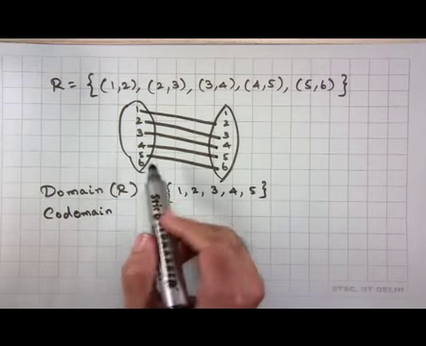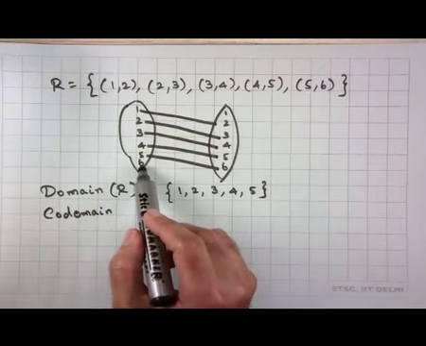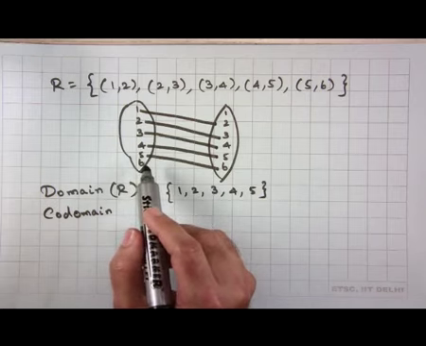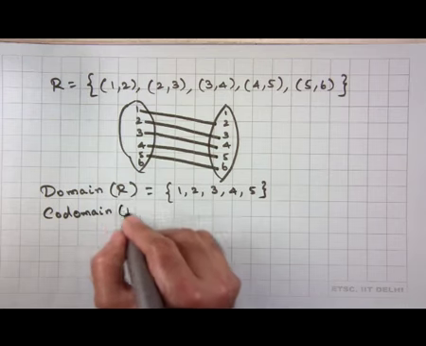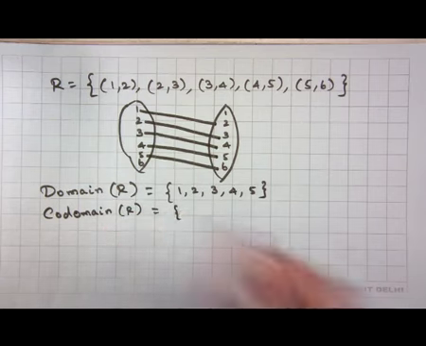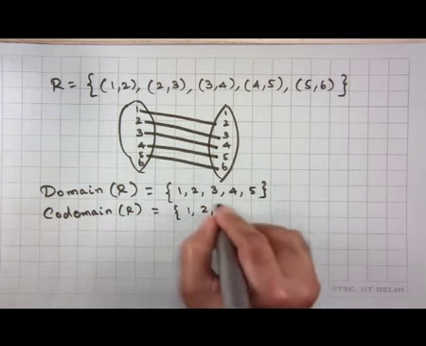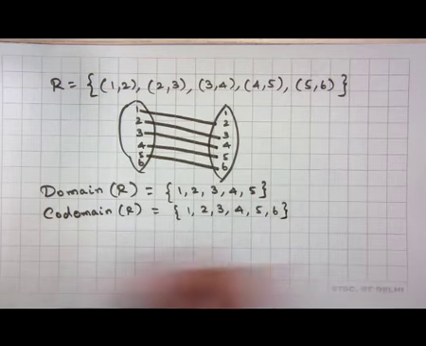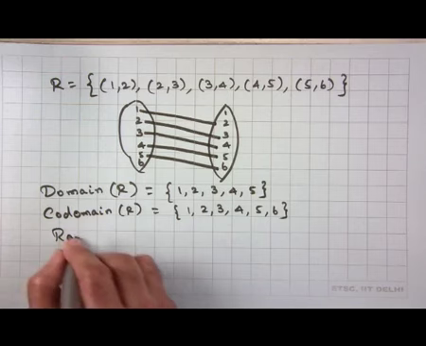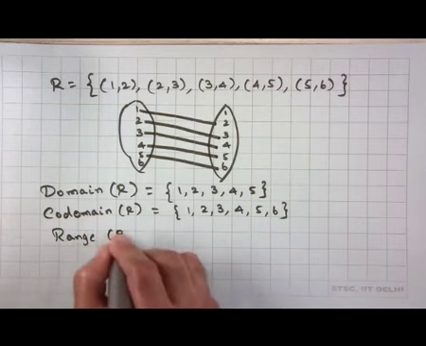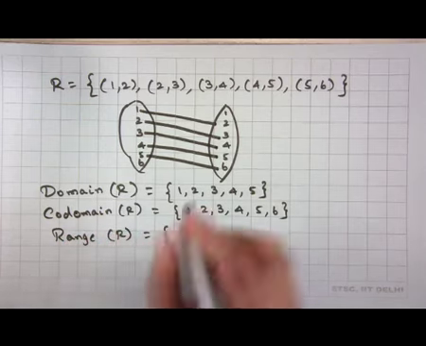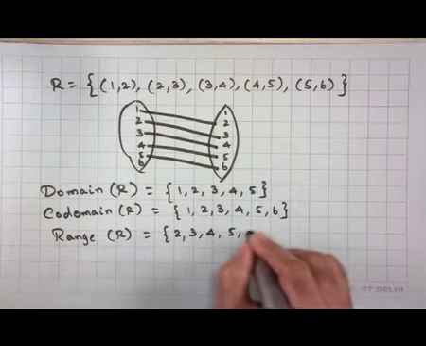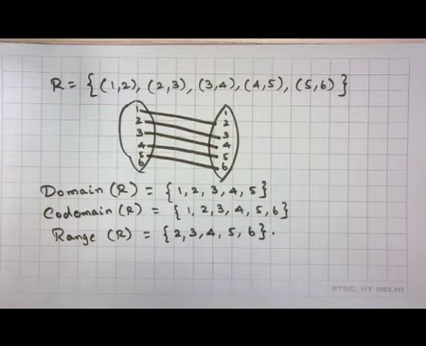So, all first elements, but you can notice that 6 is not related, and therefore, 6 is not going to be part of the domain. Codomain of R, it is the whole thing 1, 2, 3, 4, 5 and 6, while range of R is going to be 2, 3, 4, 5 and 6, right. You have the following.